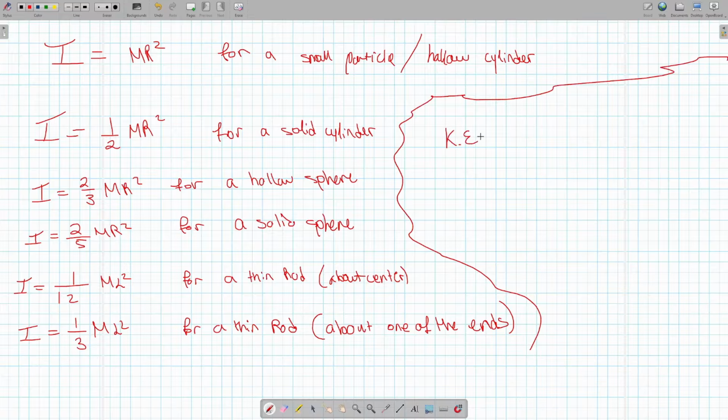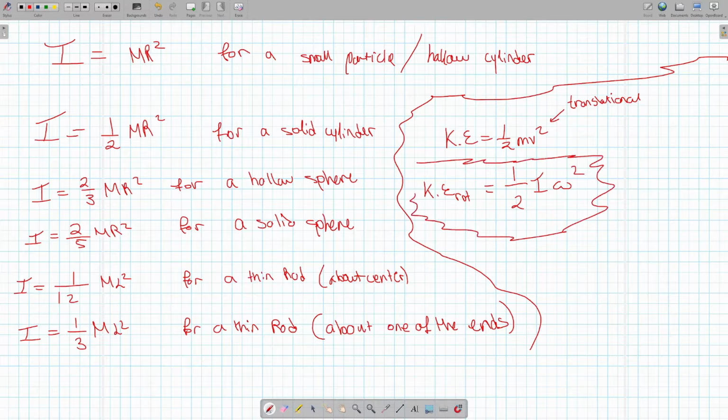Kinetic energy used to be equal to half mv squared. This is for translational motion. But now when we're working with moment of inertia, that means we're working with rotations, and kinetic energy in rotational motion is equal to half I omega squared: mass becomes moment of inertia, and velocity becomes angular velocity. This is the new formula for kinetic energy. Okay, let's start solving.